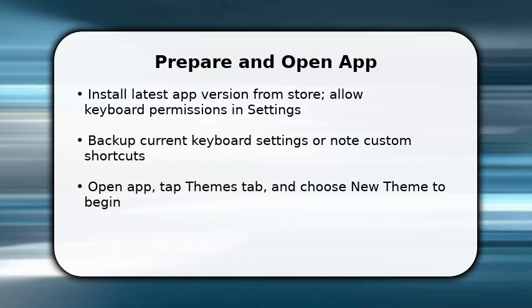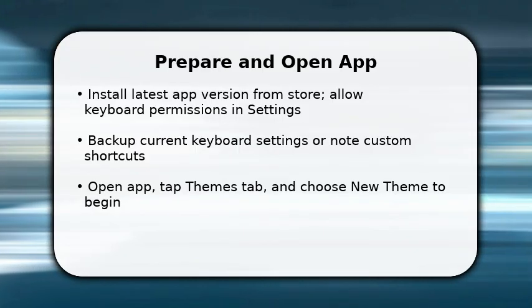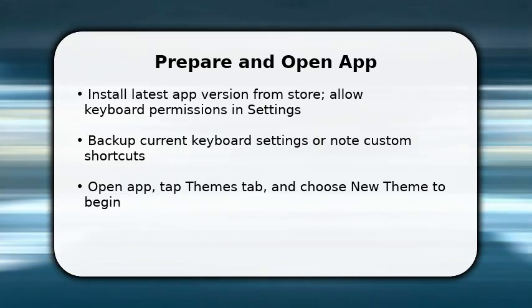Now open the app and jump straight to the Themes tab. Tapping New Theme begins creation. You're taking the first actionable steps. Select a base layout and font, then pick a color palette to anchor visual choices. These early decisions determine readability and key spacing.